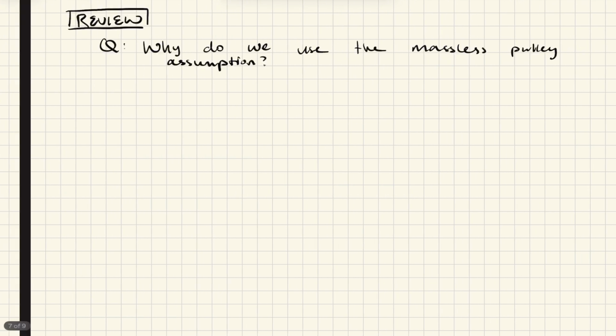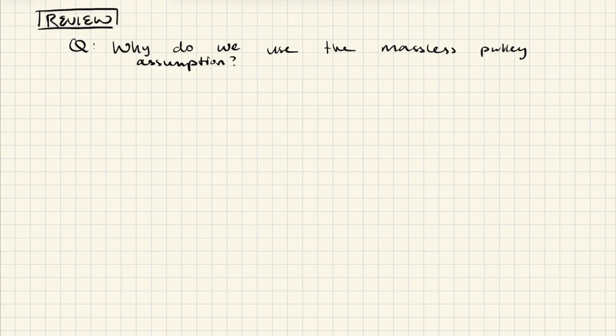So, first, let's talk about why we make that massless pulley assumption. Whenever we have a pulley problem, our system is going to look kind of like this, where we have our pulley and we have some rope hanging down on both sides with maybe an object attached to each one. Earlier, when we talked about why the massless pulley assumption was important, we figured out that having a pulley with no mass means that the tension on either side of the pulley has to be the same. Otherwise, you get infinite acceleration.